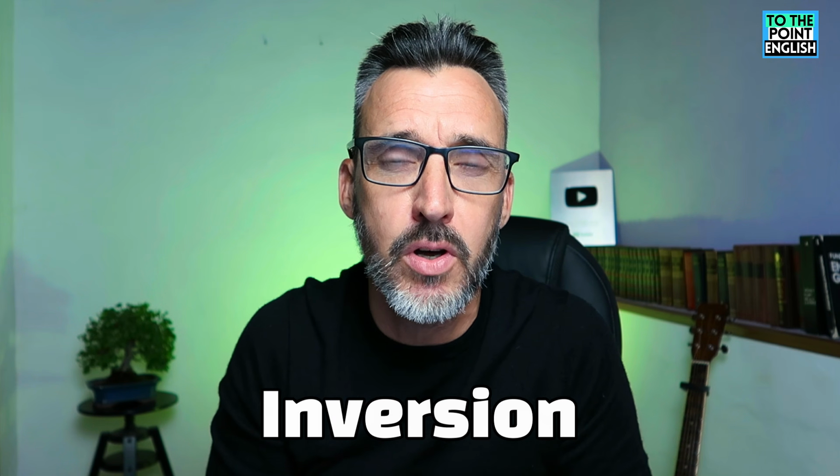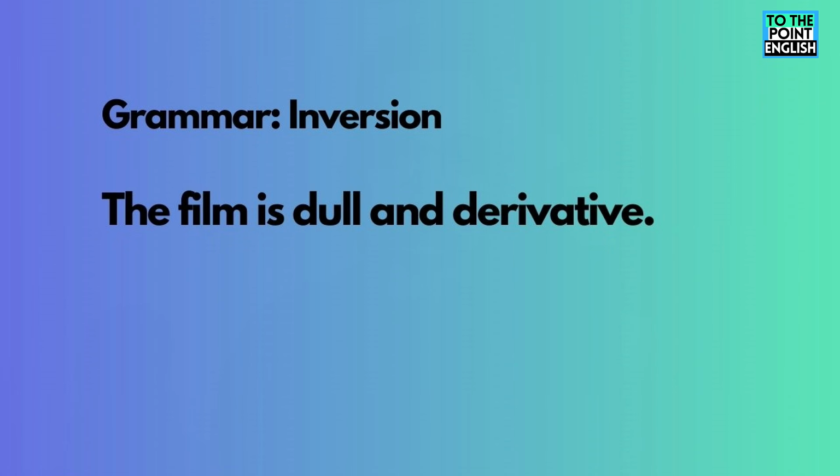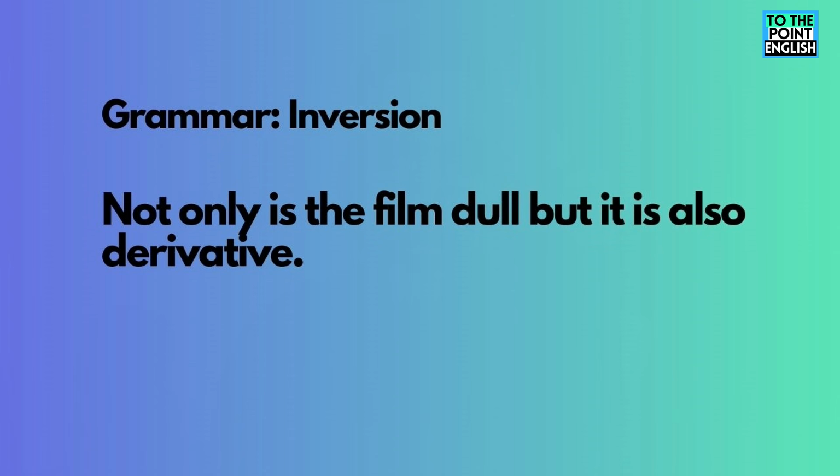We saw an example of inversion within that conditional sentence, but I want to look at a couple of other examples of how we can use inversion. So this is a very basic sentence, some nice vocabulary again, but grammatically it's very basic. Again, perhaps from a review. The film is dull and derivative. Dull means boring and derivative means unoriginal. But if we want to make that sentence more sophisticated grammatically, we can use inversion. So not only is the film dull, but it is also derivative.